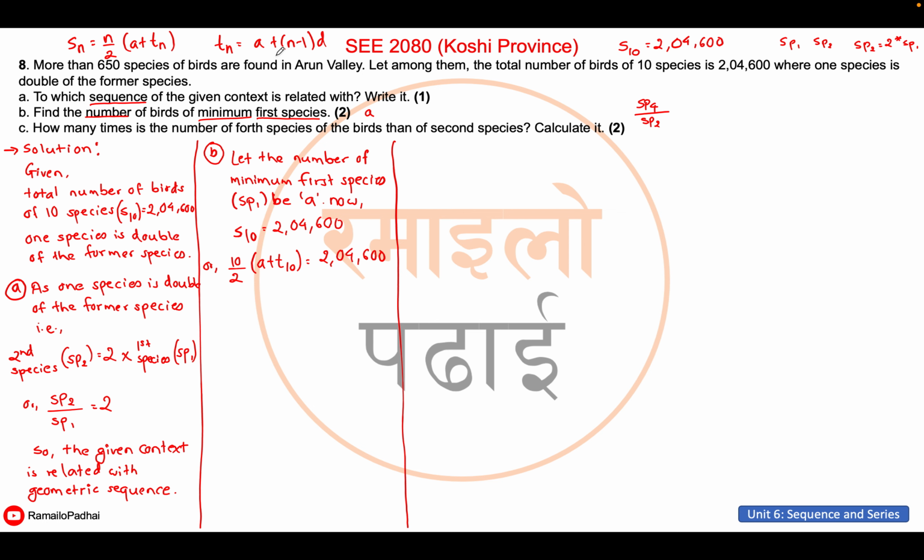Oh, the sequence is geometric, so we will not be using the formula of arithmetic. I made a blunder here. Let me erase that. This solution is like what not to do in your exam. Let me just erase this also. Why keep it?